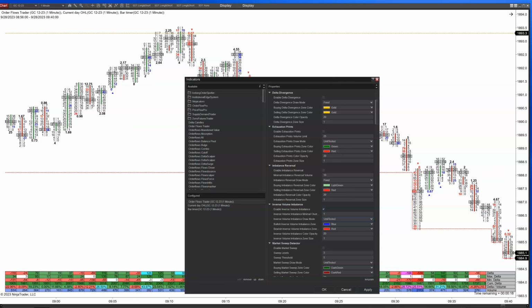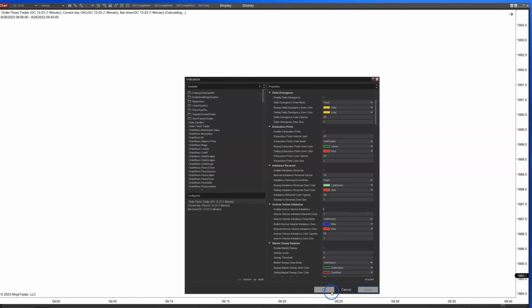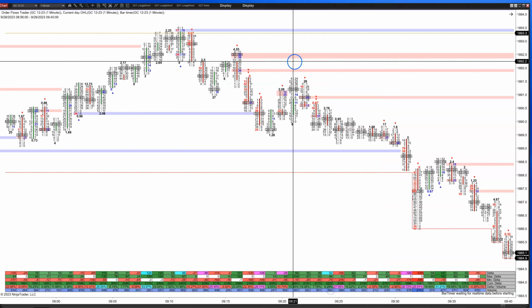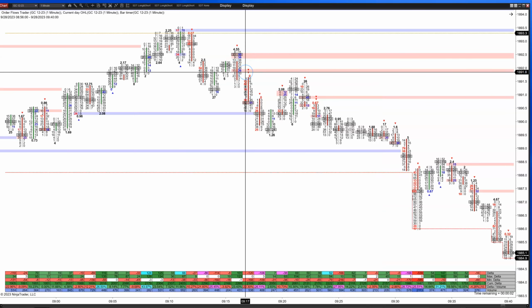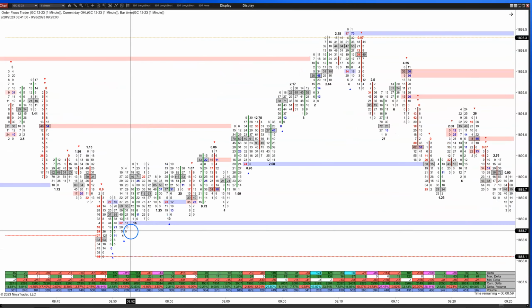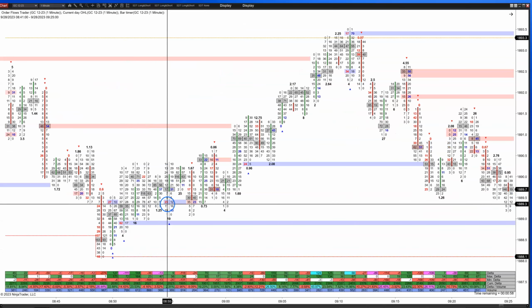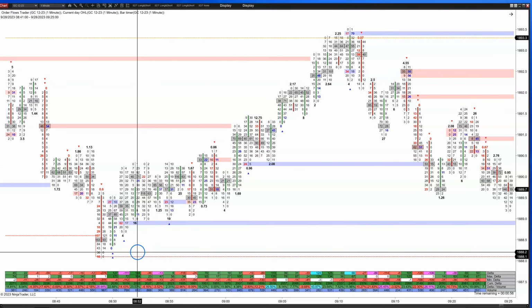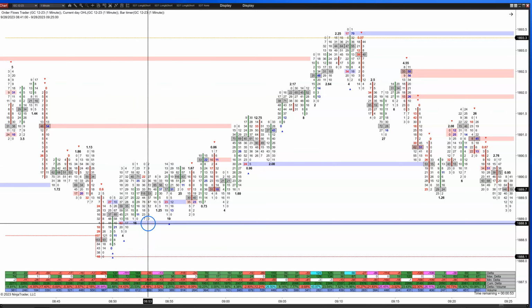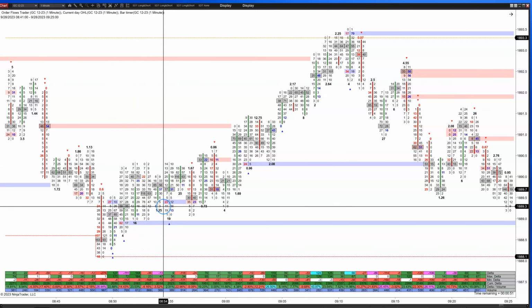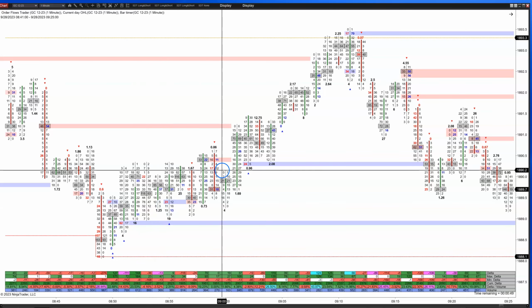In this case, the selling imbalance on a green candle would be demand. The buying imbalance on a red candle would be supply. And just click apply. And you can see it's drawing out these zones. On the way up, I'm seeing the blue, blue, blue, right? This was our low here at 850. Okay, I've got some demand.